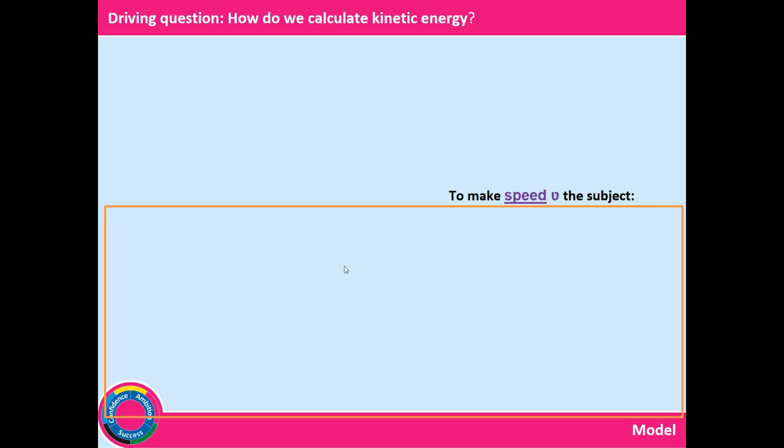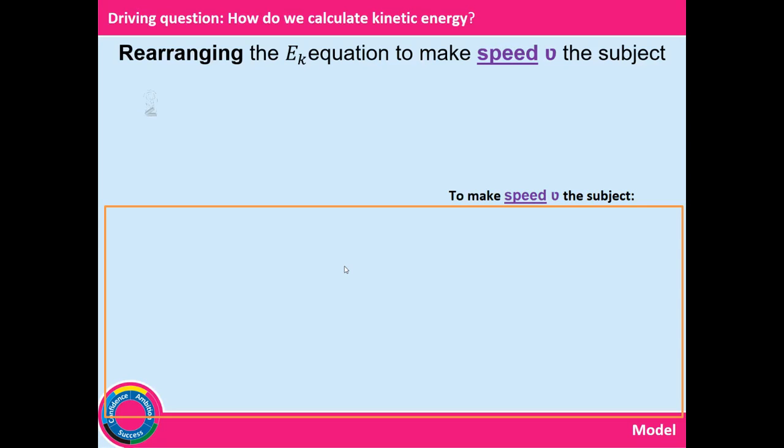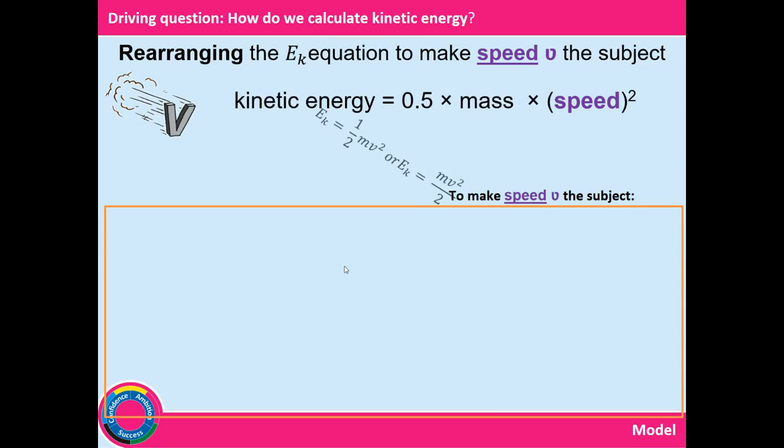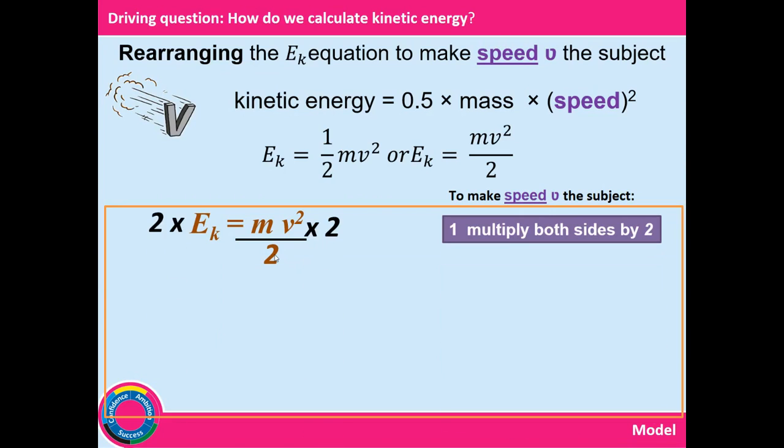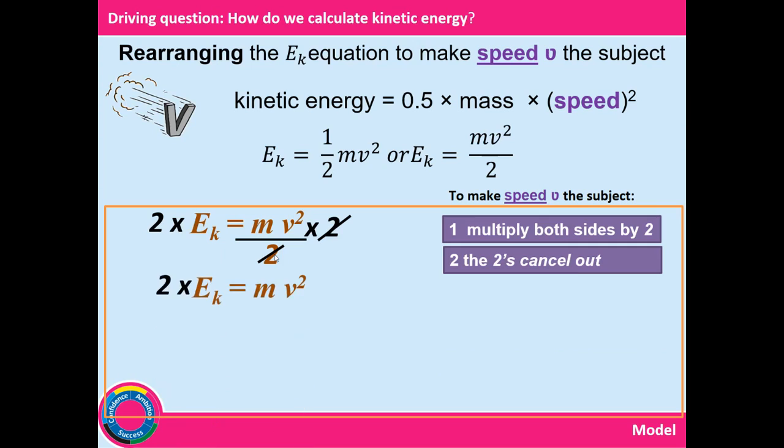The next thing we would like to do is to make v the subject of the formula. We write down the equations again, and we're going to use EK equals mv squared over 2 to make v the subject of the formula. Of course, we have m next to v and we have 2 in the denominator underneath v. So we need to get rid of the 2. We multiply both sides by 2. Cancel the 2's out, and we're left with 2 times EK equals mv squared.